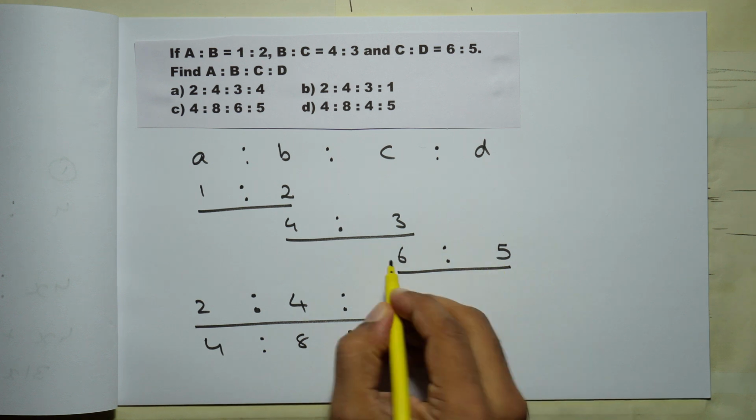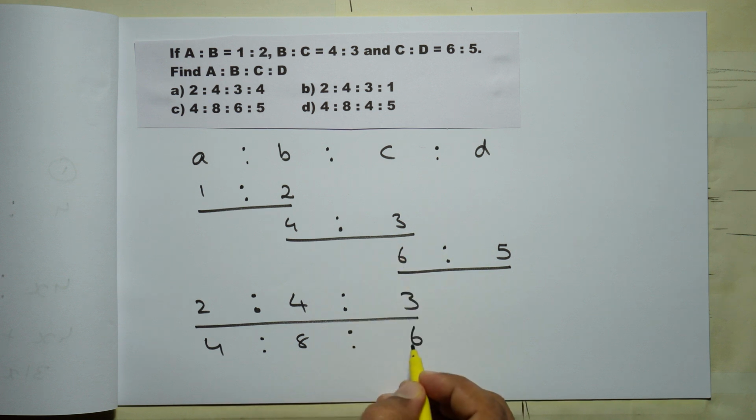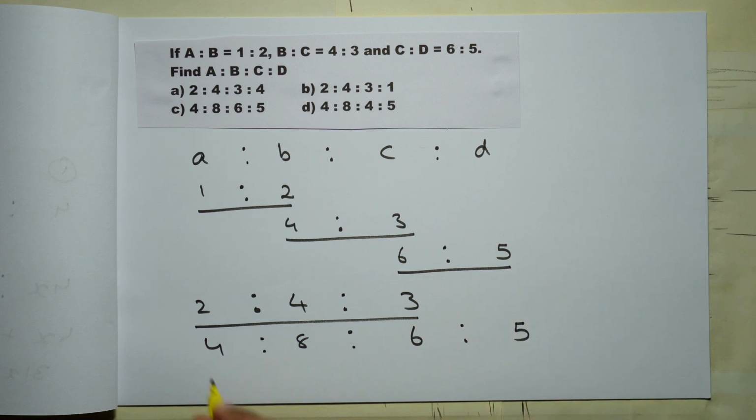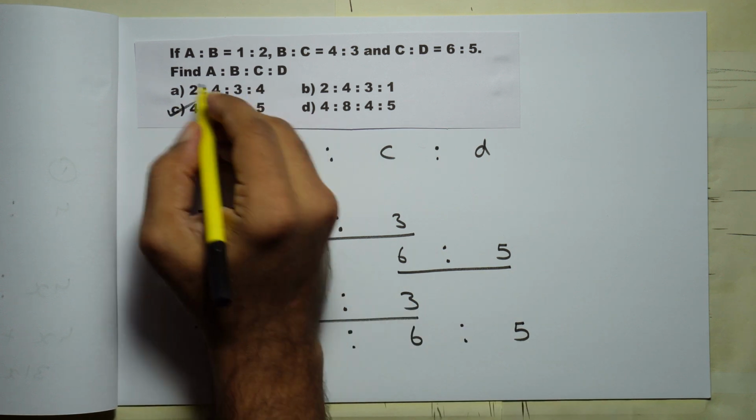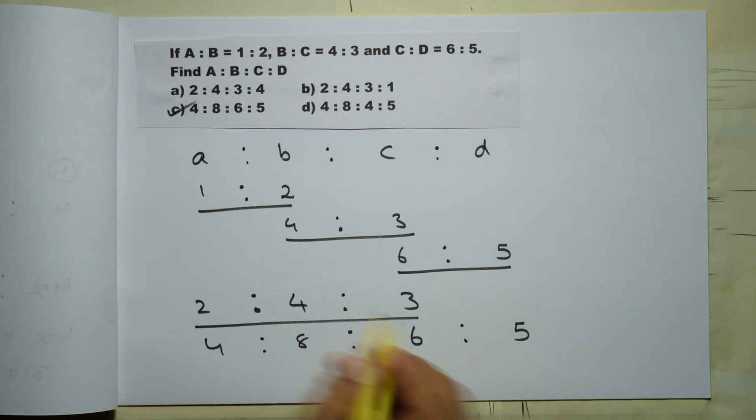And in this ratio, 6 is to 5, 6 has been retained as it is. 6 into 1 is 6, so 5 should also be multiplied by 1. So you will get the combined ratio as 4 is to 8 is to 6 is to 5. That is option C. That is, A is to B is to C is to D is 4 is to 8 is to 6 is to 5. Option C.